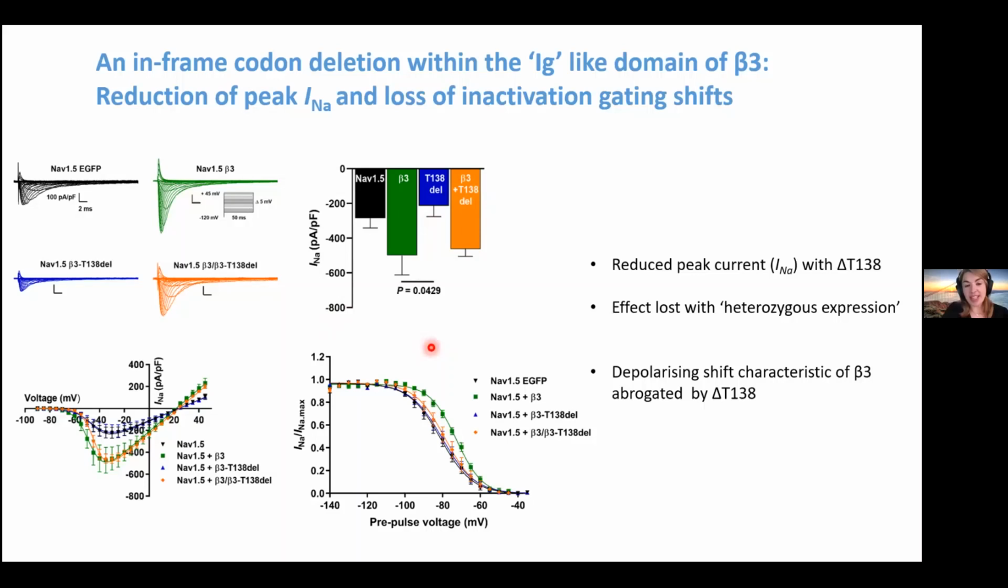So we also looked at inactivation. And as always, beta 3 has caused its depolarizing shift, so an increase in channel availability. And then losing that threonine 138 causes the curve to converge back on the NaV1.5 itself, as if the beta 3 isn't there. And this is true also for the mixed expression of the wild type beta 3 with the T138 deletion. So that could go some way to explaining a loss of channel availability in this individual.